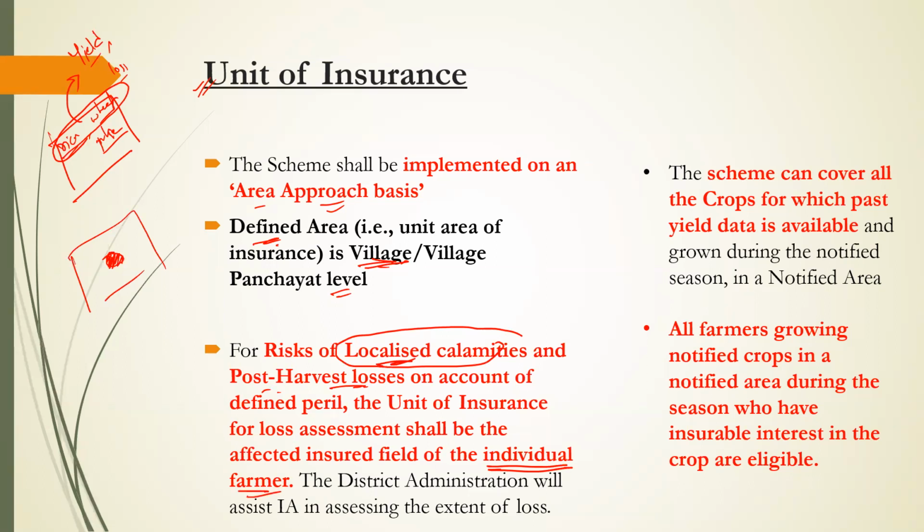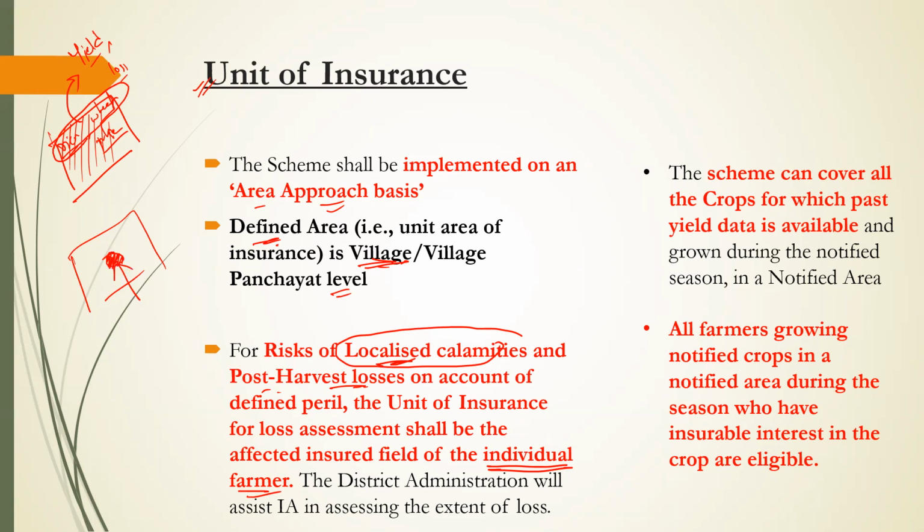I hope this is clear. Okay, so in general terms, you're directly giving insurance. If there is any calamity, you give insurance to the entire area. Whereas even if there is a localized calamity, you give insurance here to the individual farmer. Now, what would be the type of insurance?